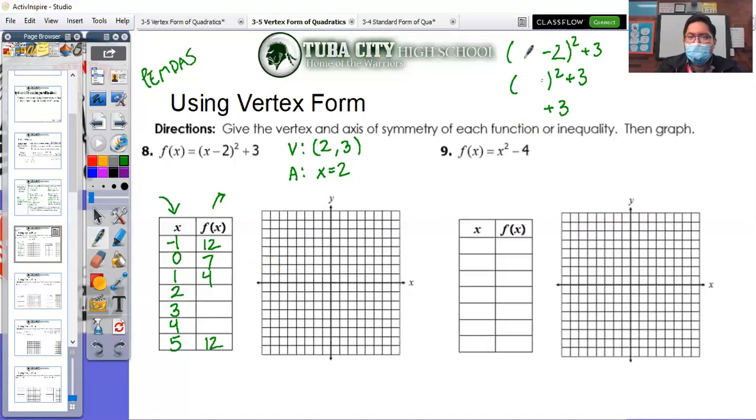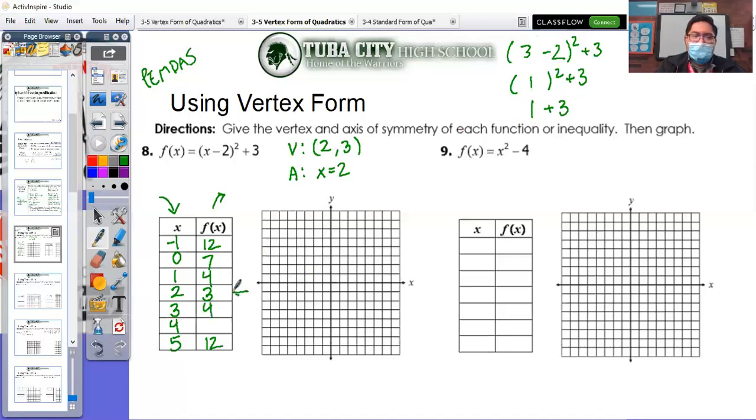And then 2 is the next number. 2 minus 2 is 0. But now I have to square it. So 0 squared is going to stay 0 because 0 times 0 is still 0. And then 3 right here, so do the next one with 3. And again, you just have to rewrite this every time if you're going to be working on your own problems. 3 minus 2 is going to be 1. And 1 squared is 1. So I still have to add 3, so that'd be 4.